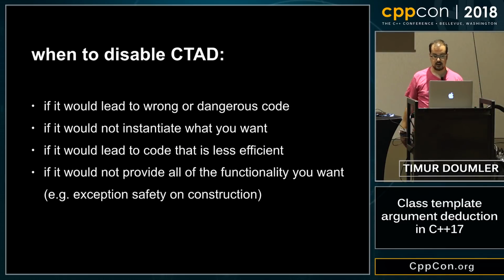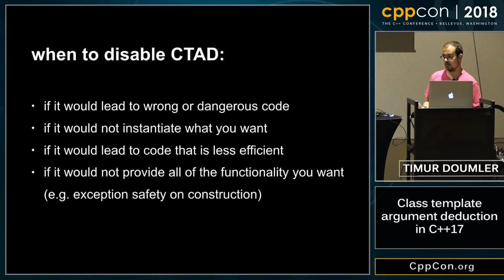So again, if you have a library class, when do you not want your users to use CTAD? When do you want to disable CTAD and make sure CTAD doesn't work? If CTAD, like we just saw with the smart pointers, would lead to wrong or dangerous code, if it would not instantiate what you want, like the pointer version instead of the array version, for example, if it would lead to code that's less efficient, like with make shared, which actually saves you an allocation if you use it, if it would not provide the functionality you want, for example, exception safety, then you would not want to use it. You would want to use your make functions.